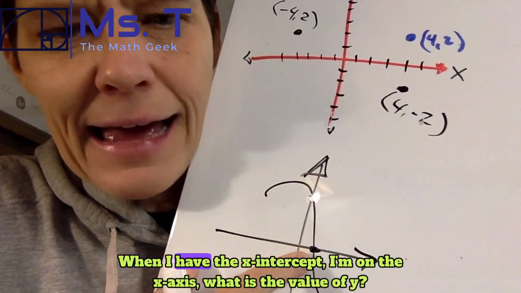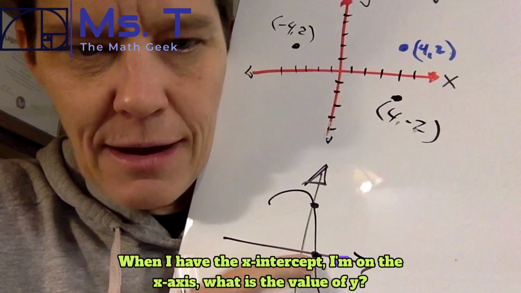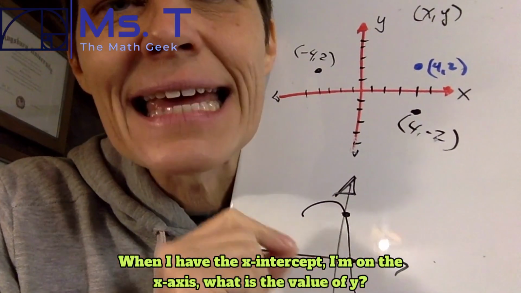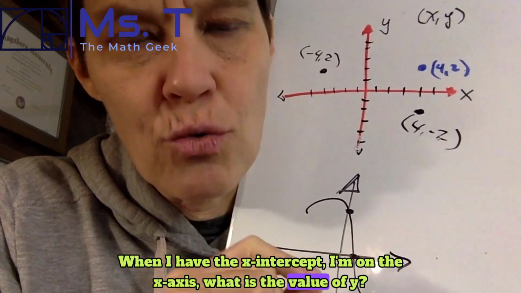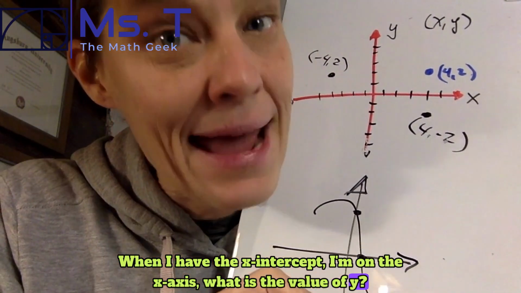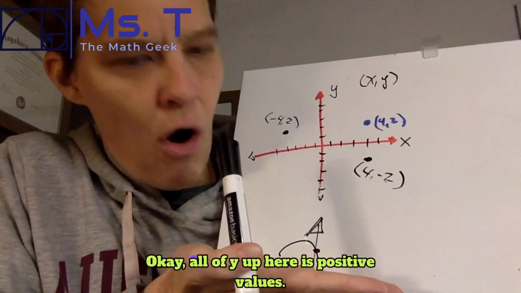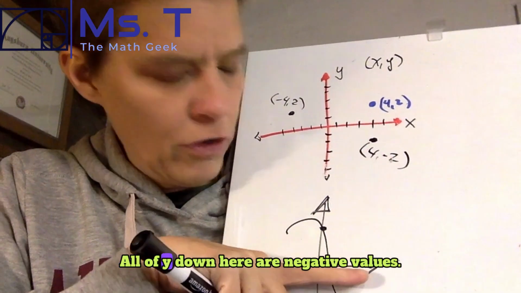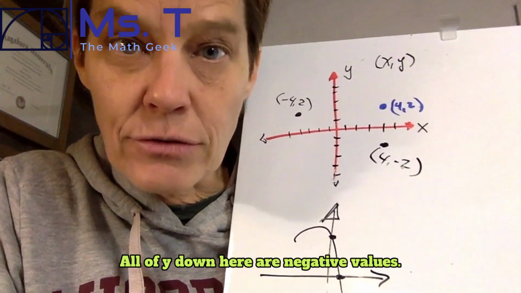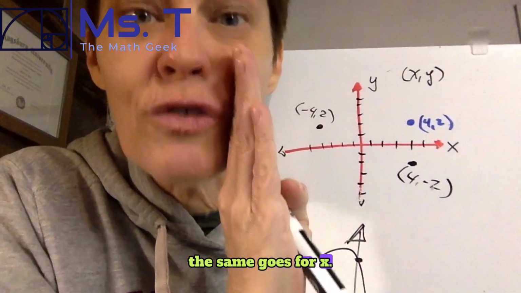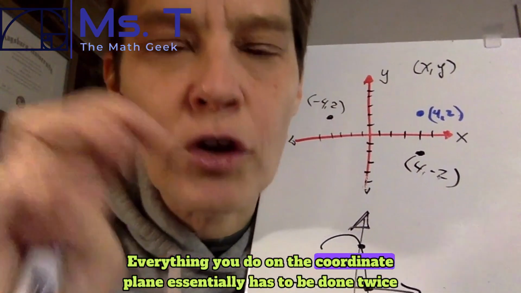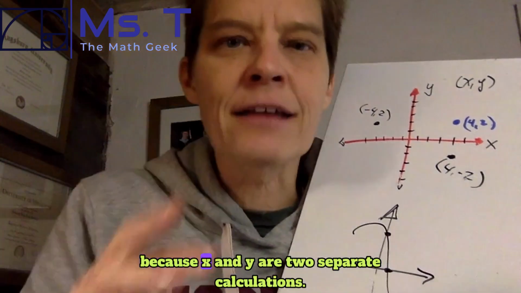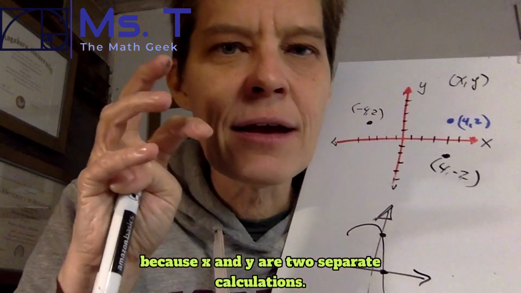Okay? When I have the x-intercept, I'm on the x-axis. What is the value of y? Okay. All of y up here is positive values. All of y down here are negative values. Okay? The same goes for x. Everything you do on the coordinate plane essentially has to be done twice, because x and y are two separate calculations.